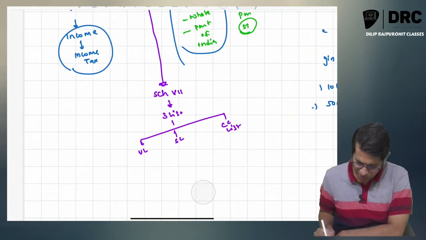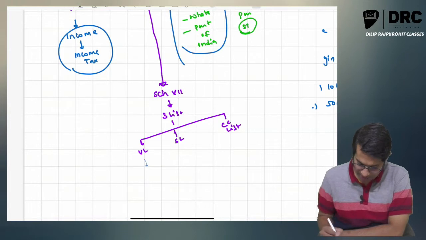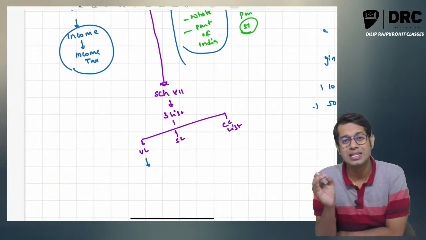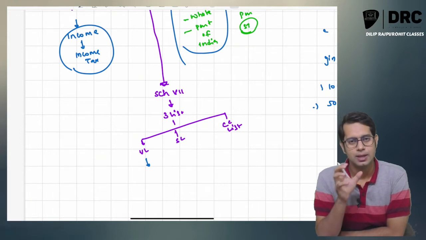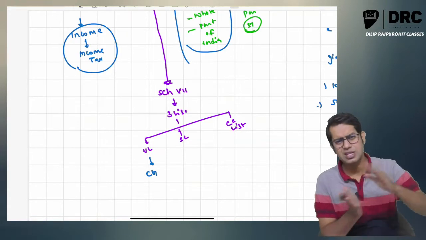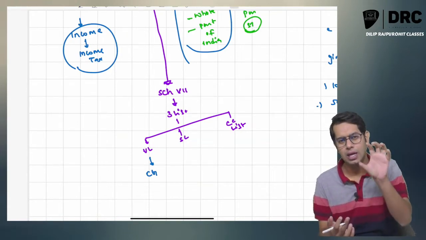Sir, what is this union list, state list, concurrent list? Union list contains various different activities in respect of which only the central government can make the law. They have listed various different activities in respect of which only the central government can make the law.